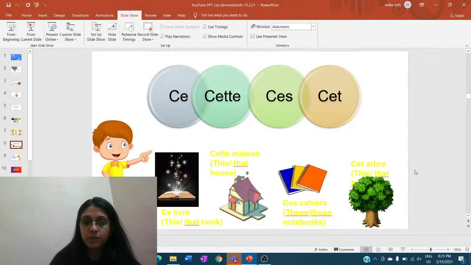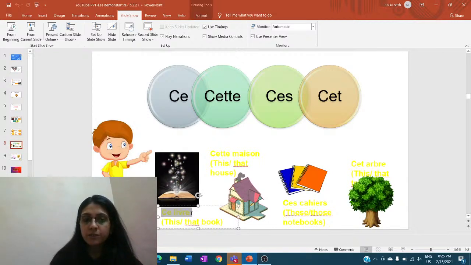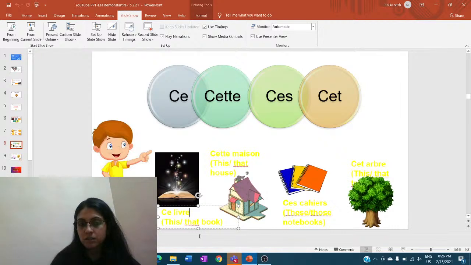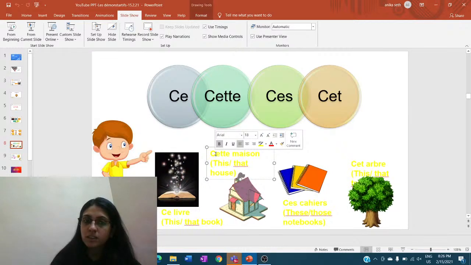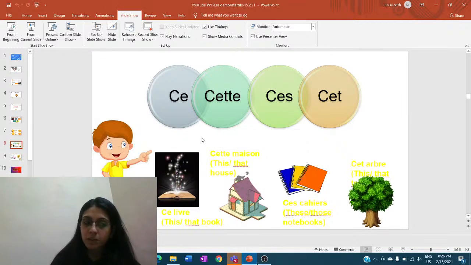Okay, a few more examples over here. First one is ce livre. So this book or that book. Livre being a masculine singular noun, we have used CE. Then cette maison. Maison is a feminine noun. That is why CETTE. This house or that house. Cette maison.